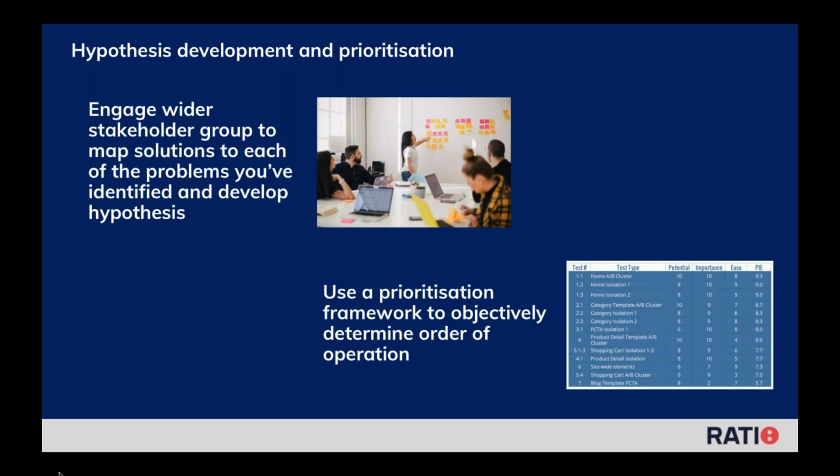And also, it's very helpful to try and leverage as many opportunities as possible to get buy-in from the wider organization when you're running an effective experimentation program. And bringing stakeholders outside of the CRO team into the process is certainly a way that you can achieve that. And to make sure that you are using a prioritization framework that lets you objectively determine what order those hypotheses should be executed on.